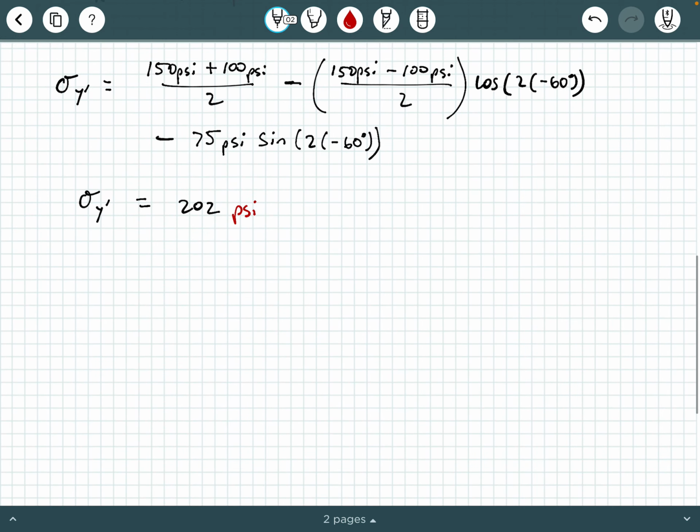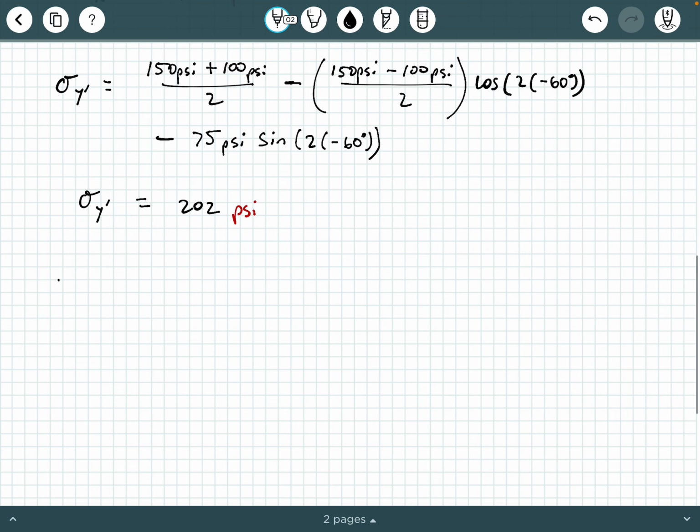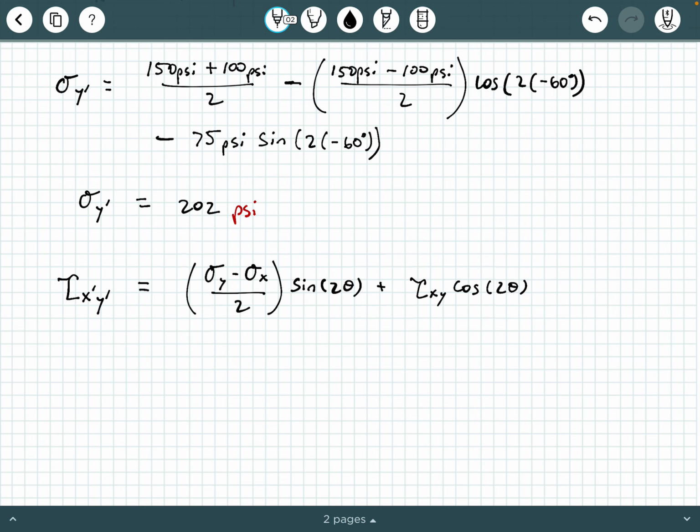I don't know why I was thinking in metric, but our given problem was in psi, right? Yep. All right, and then finally, we need the transformed shear stress, tau x prime y prime, and our governing equation is going to be sigma y minus sigma x, all divided by 2, times the sine of 2 theta, plus tau xy times cosine of 2 theta. And so we substitute our values in.